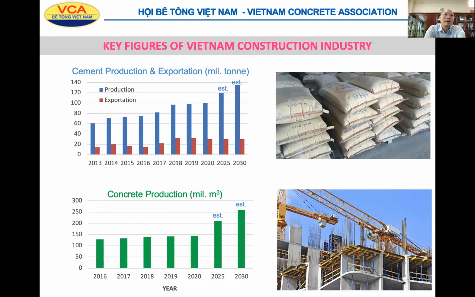Comparatively with cement, for concrete production in Vietnam, we estimate that in 2020 we consumed nearly 150 million cubic meters of concrete, and it will also increase in the next 10 years. We can definitely foresee that.